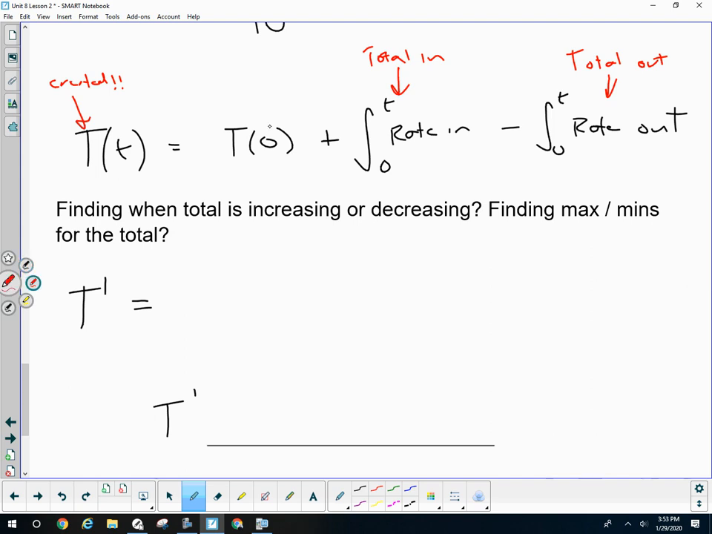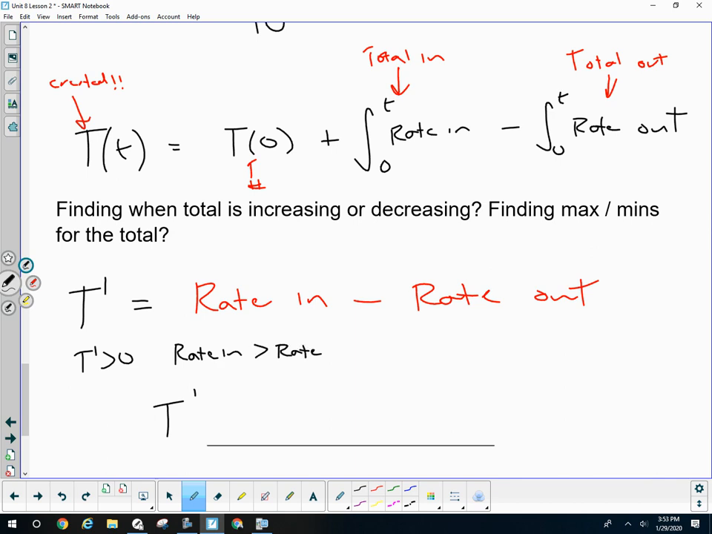Look at this. And you guys know this because we talked about the second fundamental theorem of calculus. This is just a number. The derivative of it is zero. The derivative of both of these accumulation functions end up just being the rate in minus the rate out. If T prime is positive, what must be true about the comparison of the rates? More rate in, it's greater than the rate out. Do you need to care about that? You actually don't. We are just going to focus on rate in minus rate out. T prime's positive means T's increasing. T prime's negative means T's decreasing.